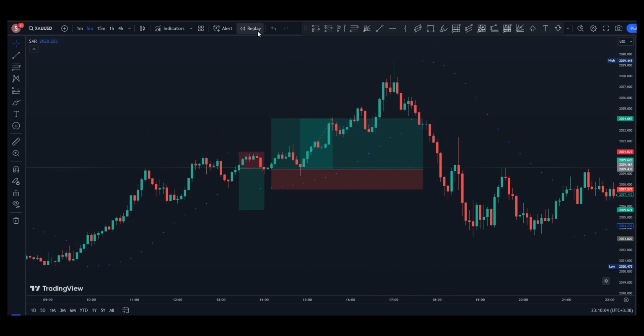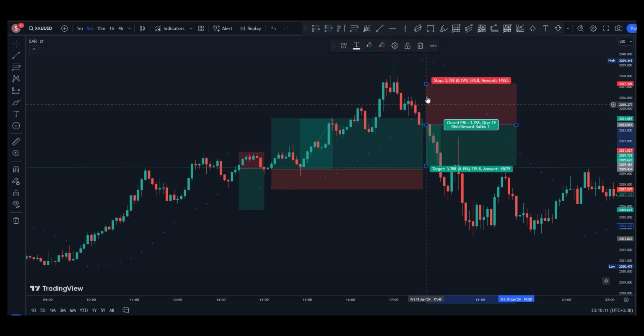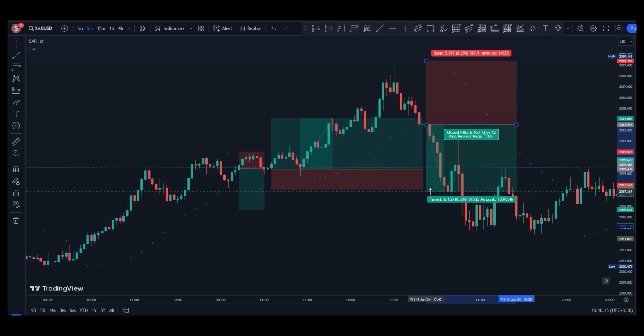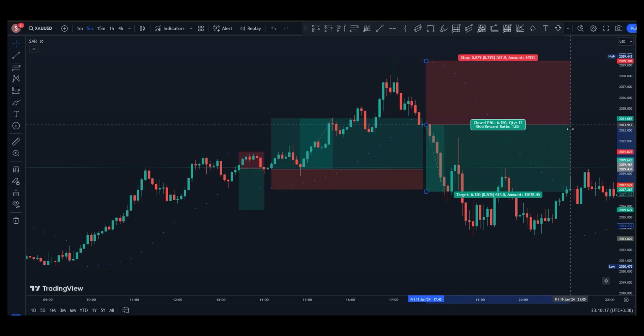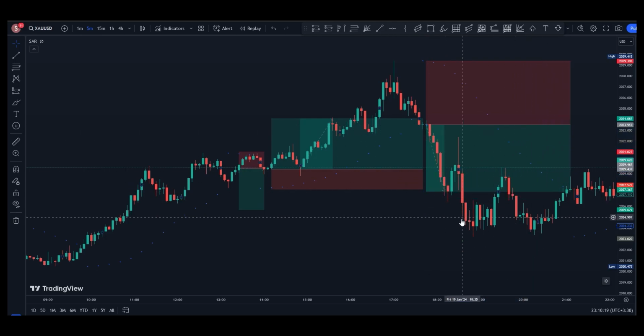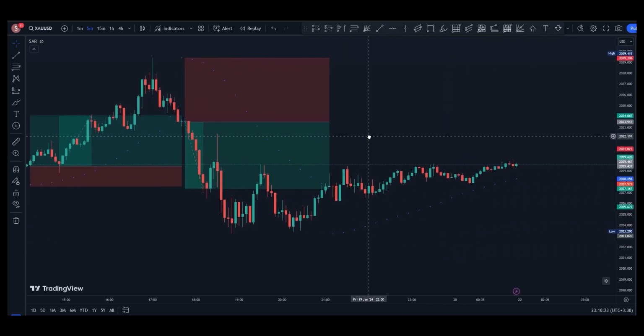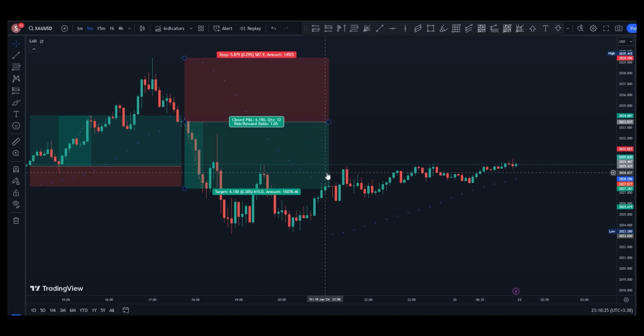Well, let's enter a short trade here. Put the stop loss here and wait until the price hits my trailing stop here. Well, 1 to 5 risk to reward ratio.